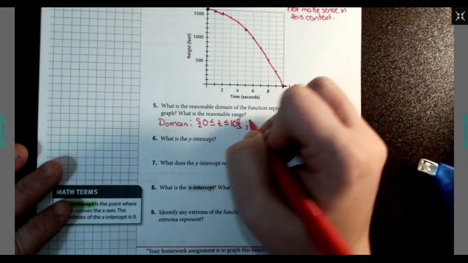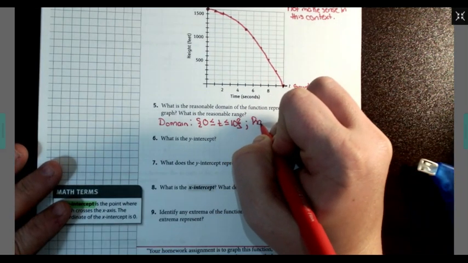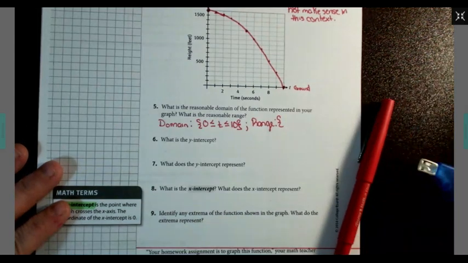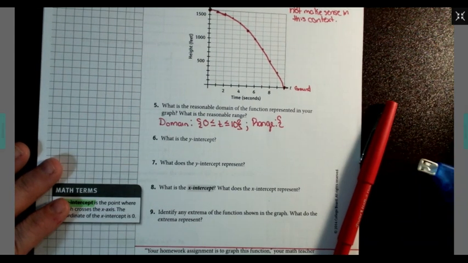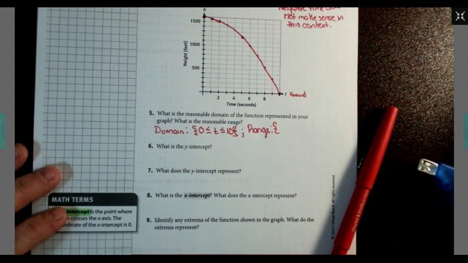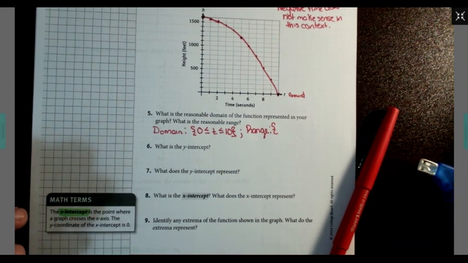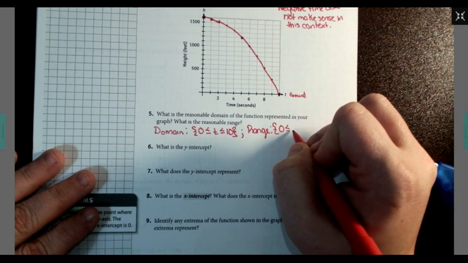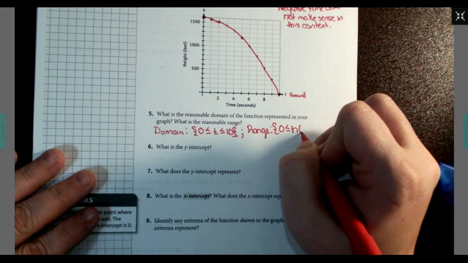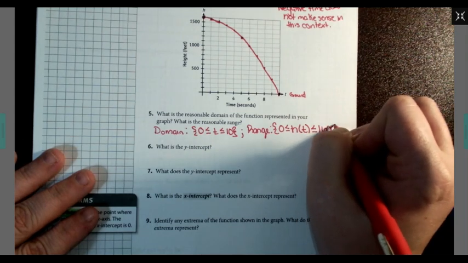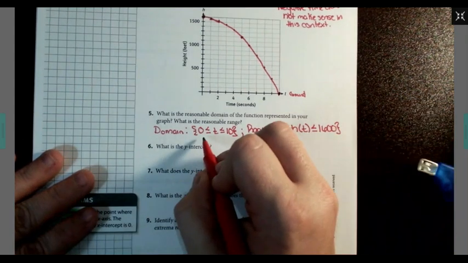Okay, what's a reasonable range? Now, range represents the height of the ball. What's the highest that the ball will ever reach? 1600. What's the lowest that the ball will ever reach? 0 when it hits the ground. So here we're going to have 0 is less than h of t, which is less than 1,600.